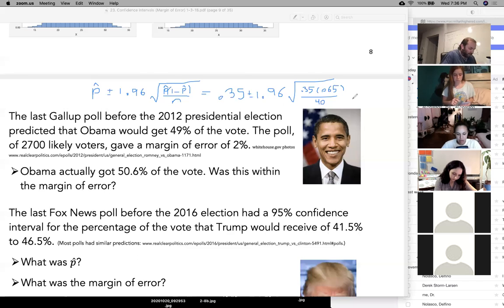What do we get? Times. I got 0.35 plus or minus 0.1478. Okay, and if you do 0.35 minus that number and 0.35 plus that number, what are the endpoints of our confidence interval? 0.35 minus that number is going to be the left. 0.35 plus that number is going to be the right.